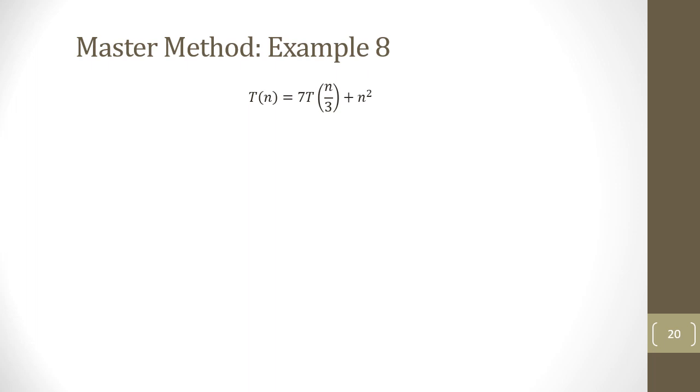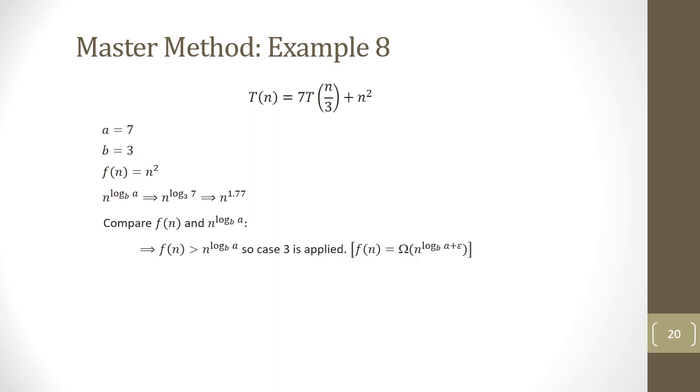For this example recurrence, a will be 7, b will be 3, f of n will be n square. So if we compute n to the power of log base b of a, that is around n to the power of 1.77. So if we compare f of n with n to the power of log base b of a, the growth of f of n is greater than n to the power of log base b of a. Hence, case 3 is applied.